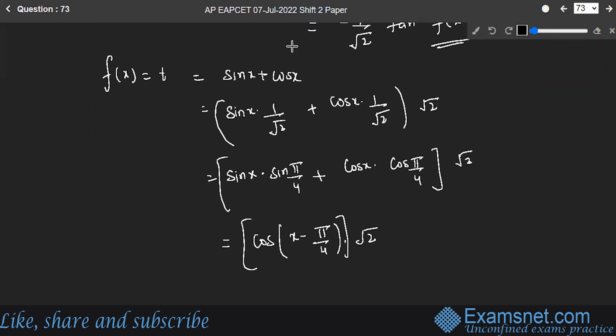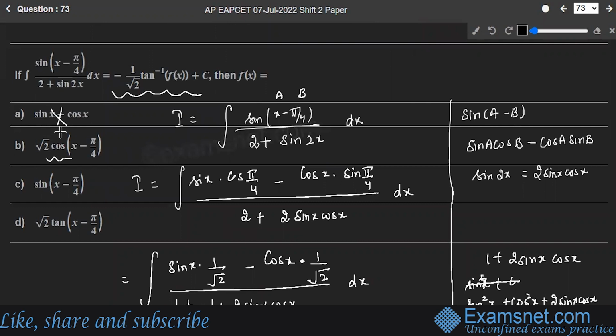So let's check with the options, which is the correct one. Option B is the correct answer to the question. Hope you are clear with this. Let's move to the next question.